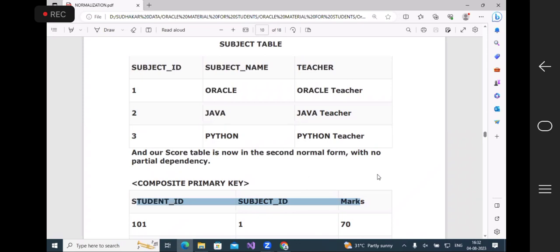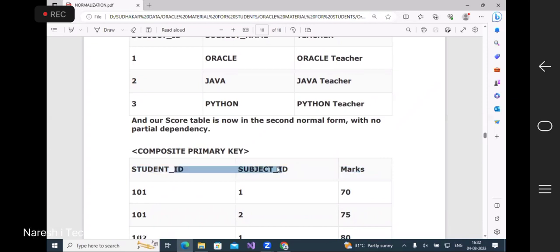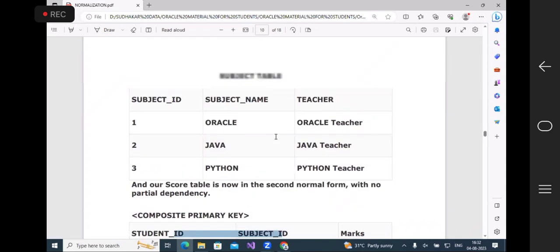In the subject table, do you have any partial dependency? No. Because if you treat subject ID as the primary key, then subject name and teacher both depend on the subject ID. So there is no partial dependency. And in the score table below, with the composite key, marks depend on both of them. So here also there is no partial dependency. That means these 2 tables are now in second normal form.